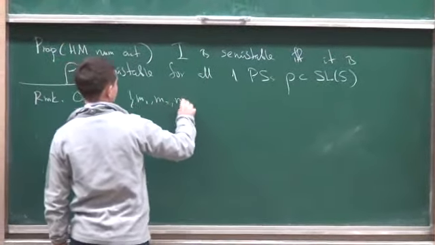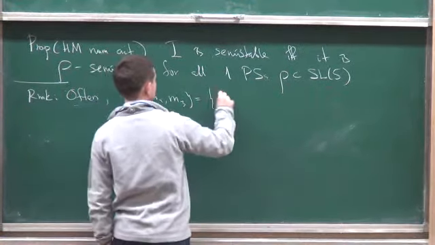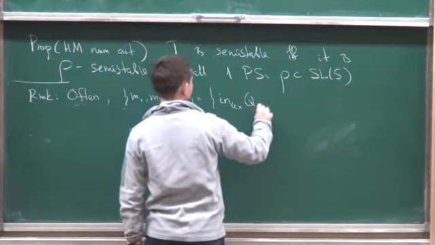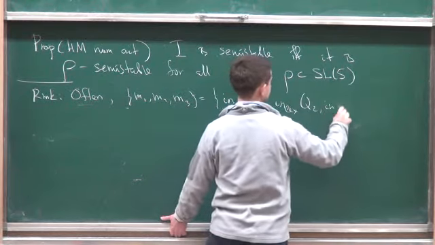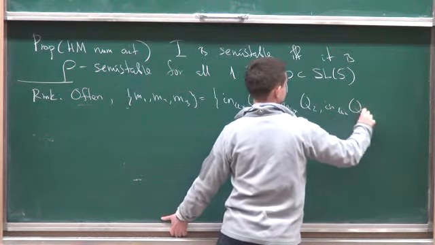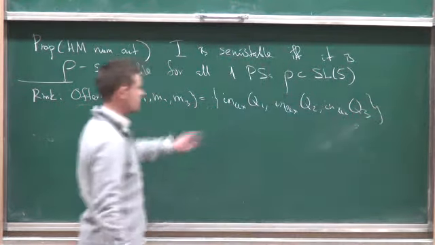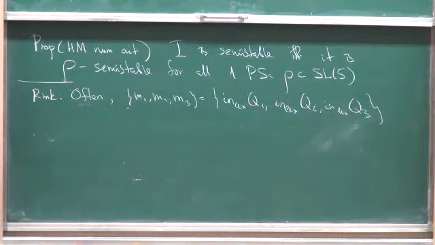We take M1, M2, M3 to be simply the initial monomials of the three generators, the standard basis of the net. And we do this when we're trying to prove semi-stability.